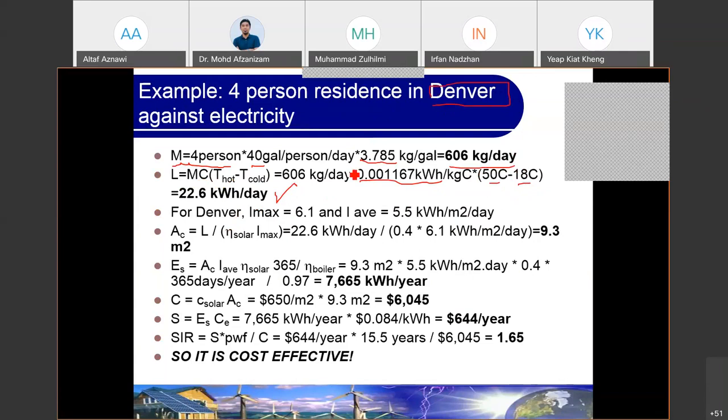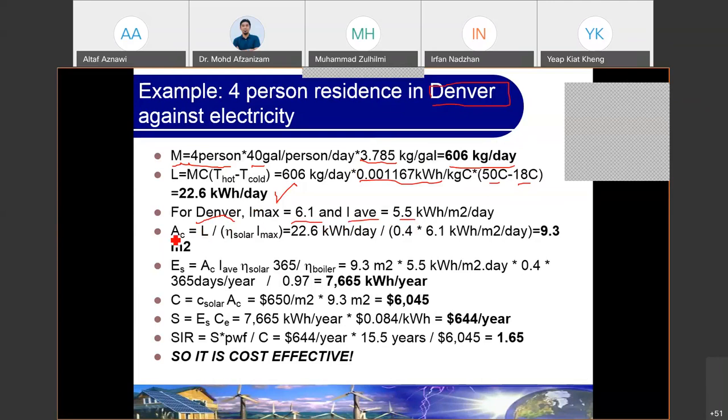Denver, okay. Denver means somewhere in the US, if I'm not mistaken. I max at the particular location is 6.5, and the average is 5.5.